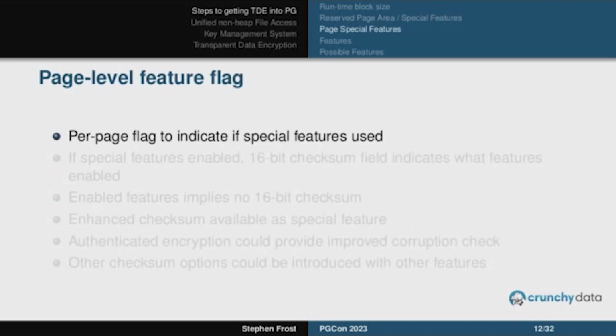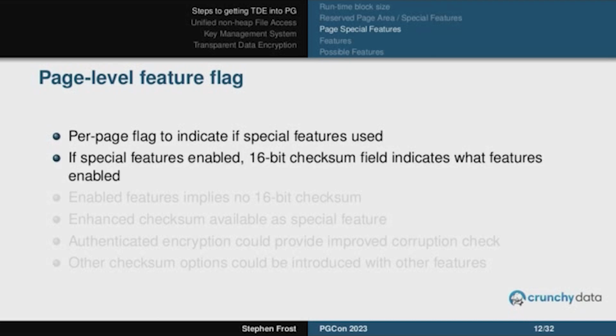And then you get into this idea of, okay, well now we want to talk about a page level feature flag, right? So this idea here takes one flag, a page level flag, and uses that to indicate whether or not special features are enabled on this page or not. If they are, we turn the 16-bit checksum field into a field of what features are enabled for this particular page.